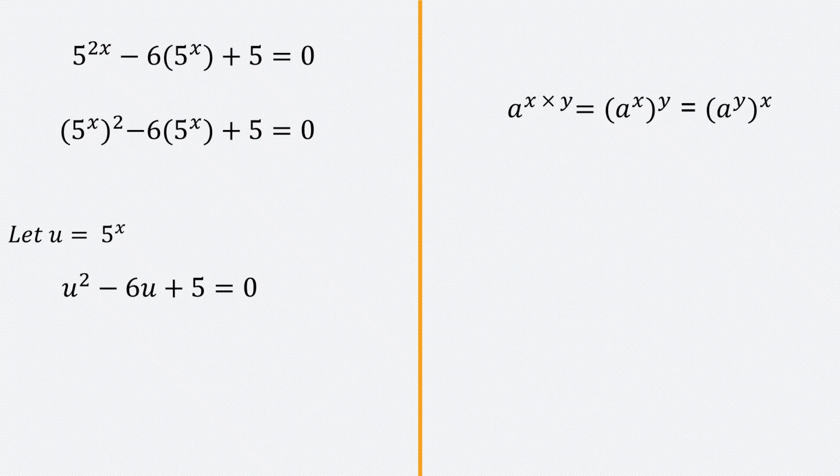So we are going to factorize that quadratic and have u minus 1 in one bracket and u minus 5 in another bracket. So the solutions are u equals 1 or u equals 5. Now we can bring back 5 to the power x.